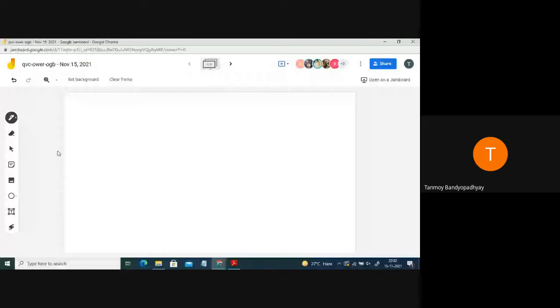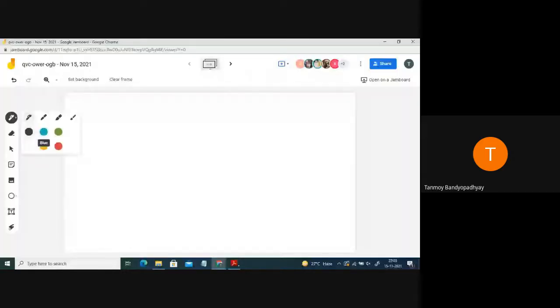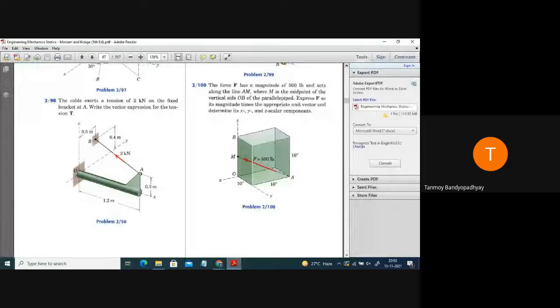For the problem you can either follow from the book, or I am just drawing the X, Y and Z references and then doing it. I am not drawing the entire parallelepiped, okay? That is a bit difficult for me to draw, at least.